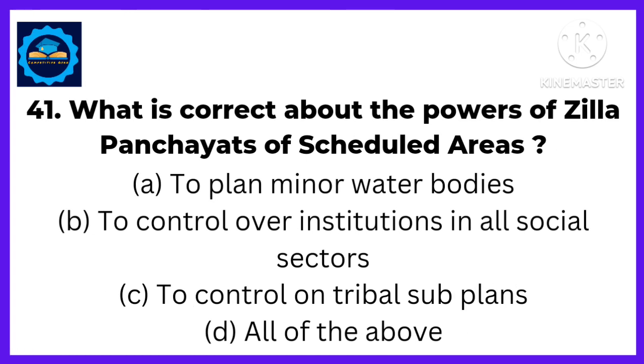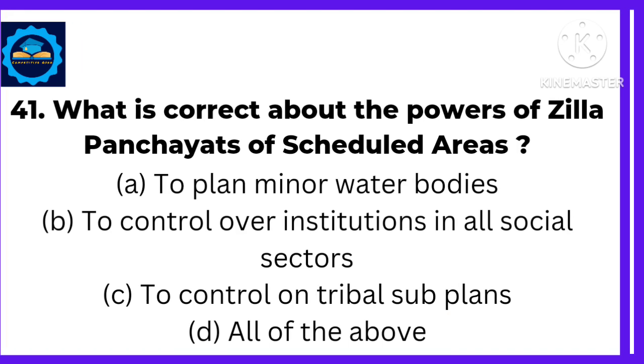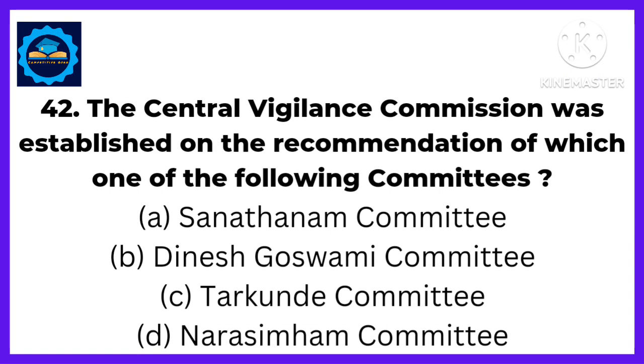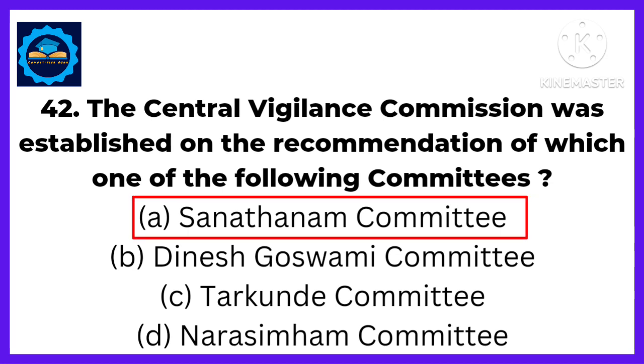Next, what is correct about the powers of Zilla Panchayats of scheduled areas? Answer: To plan minor water bodies, to control over institutions in all social sectors, to control tribal sub-plans. All of the above are the powers of Panchayats of scheduled areas. Next, the Central Vigilance Commission was established on the recommendation of which one of the following committees? Answer: Santhanam Committee.